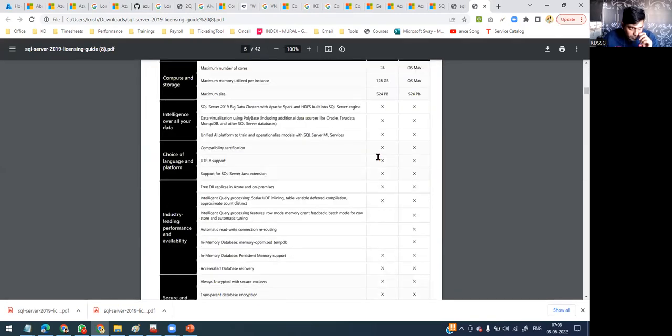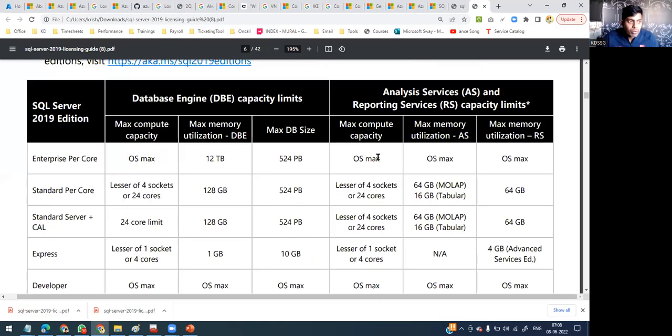Watch this. Look at this, sir. Enterprise per core. Enterprise has only core-based licensing. Standard has core-based, and second is Standard server plus CAL. Okay, sir? Now limitations. How many cores limit? How much RAM can you use? How much hard disk can you use? Express edition, how much, sir?